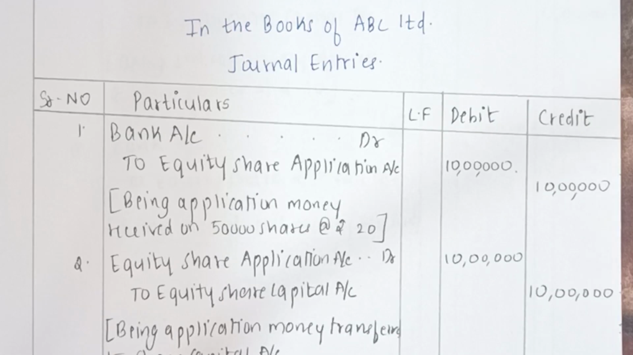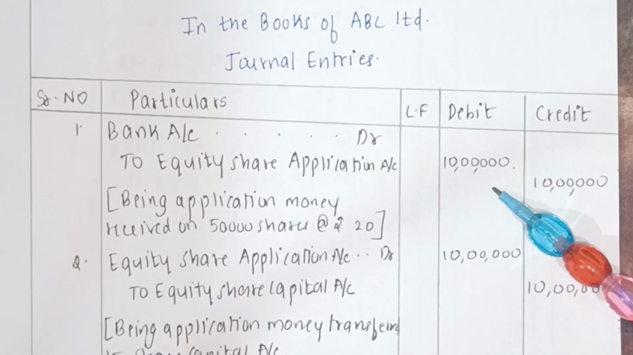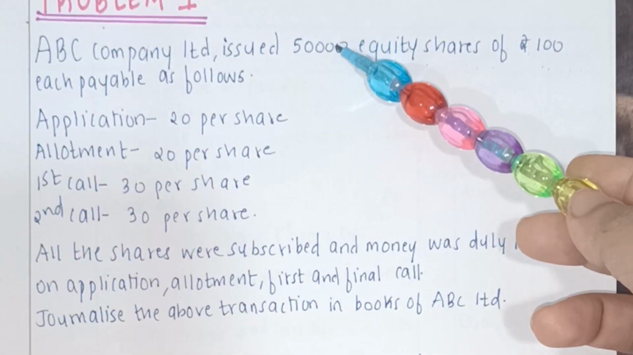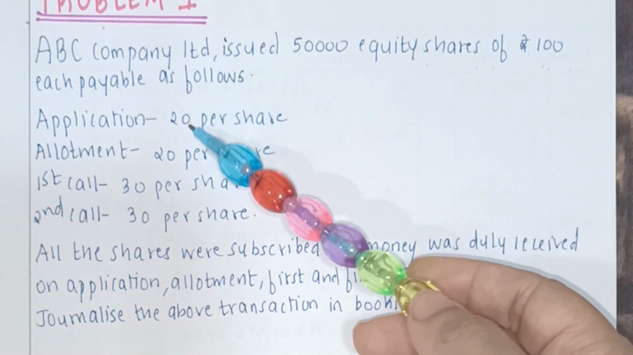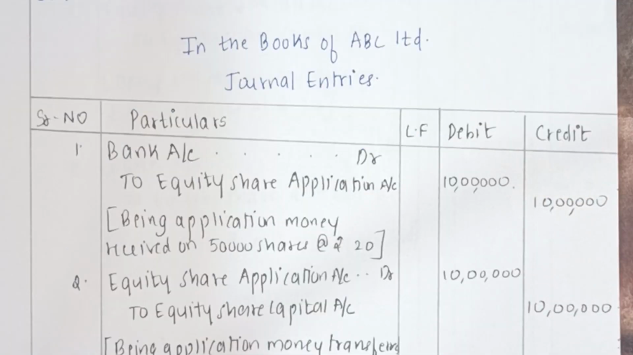Okay. So according to the pro forma journal entries, the first is bank account debit to equity share application account. And how did I get this amount? First you have to see the issued amount, that is 50,000 multiplied by application per share. So 50,000 into 20 will give you 10 lakhs. Okay. The same on the debit and the credit side, and the narration is application money received on 50,000 shares at rupees 20. Okay.